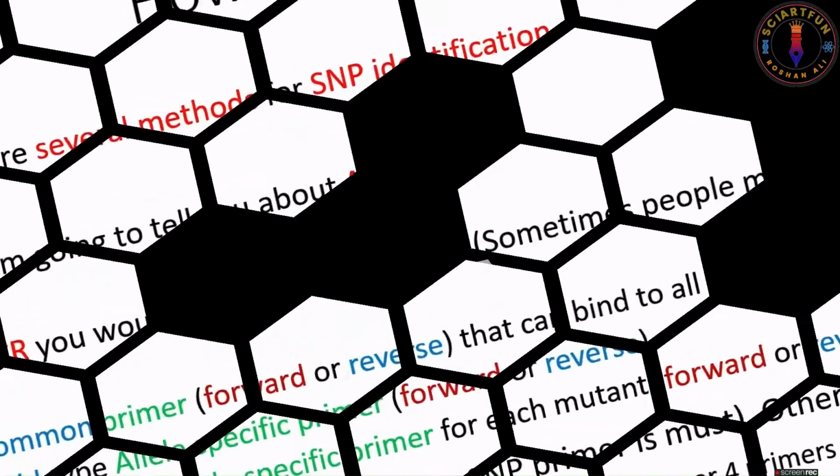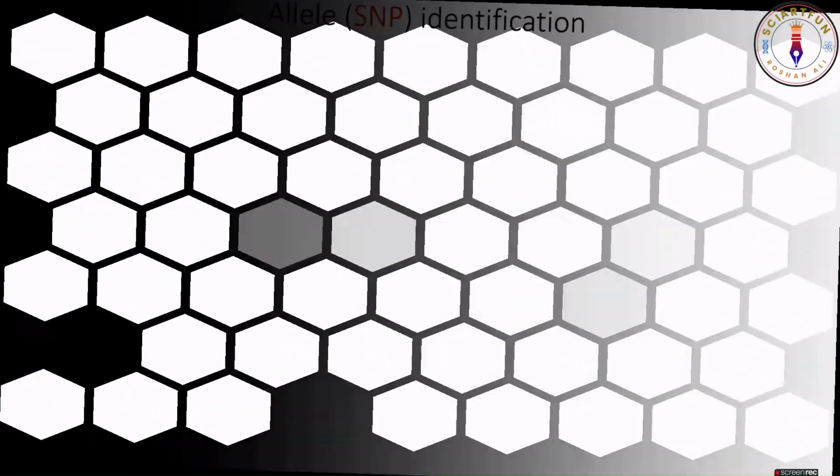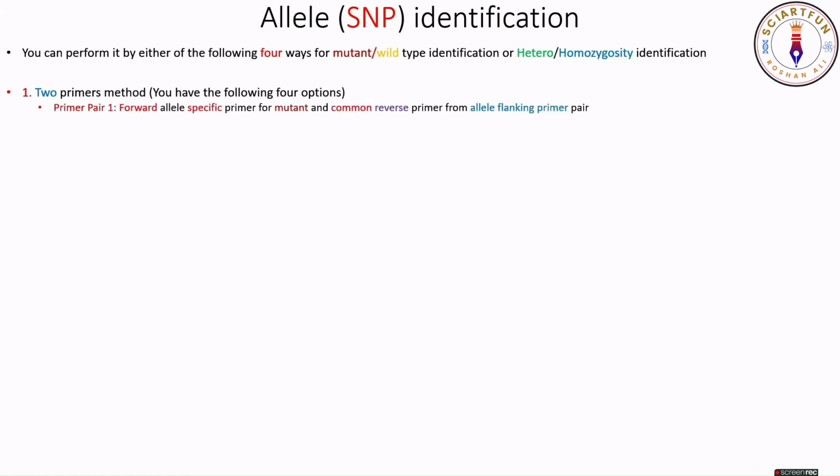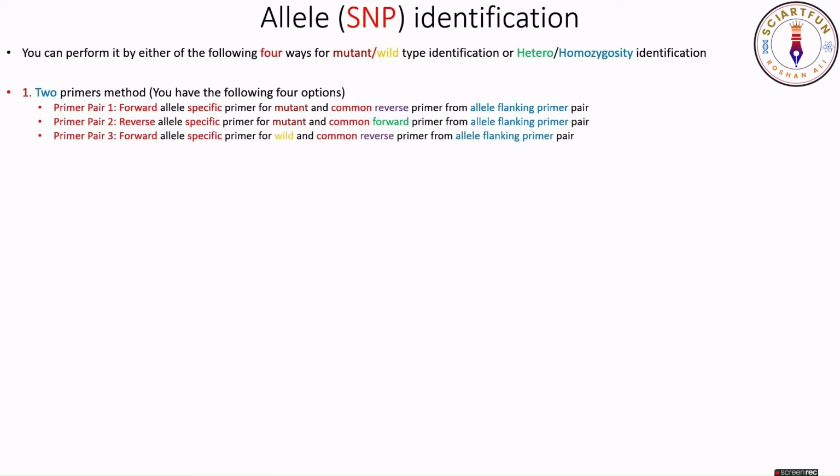To detect or identify alleles or identify homozygosity or heterozygosity you can use either of the following groups of primers. In the 2 primers method, depending on your research objectives, you can select one of the following 4 pairs of primers. Number 1. A forward allele-specific primer for mutant and a common reverse primer that can bind to all the alleles. Number 2. A reverse allele-specific primer for mutant and a common forward primer. Number 3. A forward allele-specific primer for wild-type allele, and a common reverse primer. Or, a reverse allele-specific primer for wild-type and a common forward primer.